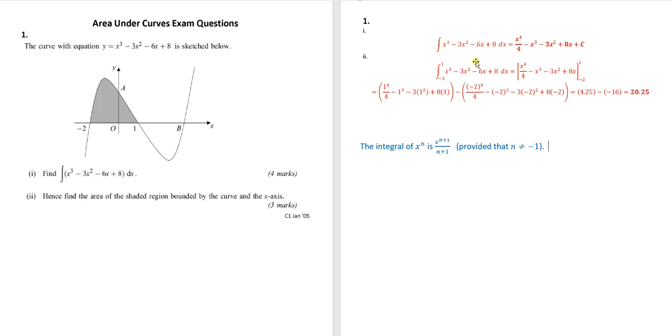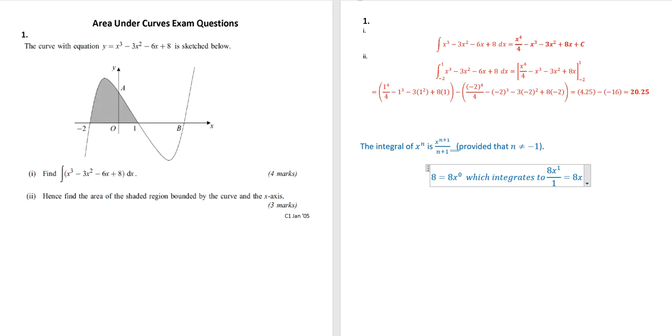You can see that x cubed has become x to the 4 over 4. Minus 3x squared becomes minus 3x cubed over 3, and the 3's cancel out. Minus 6x becomes minus 6x squared over 2, which simplifies to minus 3x squared. And don't forget the constant. Technically, if you've got 8, it's the same as 8x to the 0, which integrates to 8x to the power of 0 plus 1 divided by 1. So that just gives us 8x.